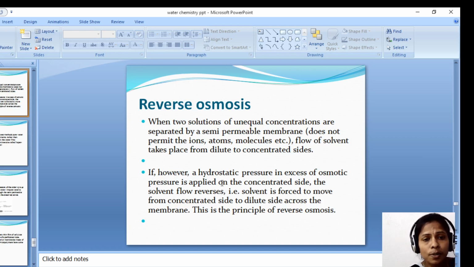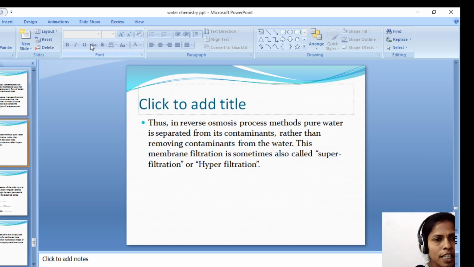If, however, a hydrostatic pressure in excess of osmotic pressure is applied on the concentrated side, the solvent flow reverses. That is, solvent is forced to move from concentrated side to diluted side across the membrane. This is the principle of the reverse osmosis process. So what are we doing? We are applying a hydrostatic pressure which is more than the osmotic pressure at the concentrated side. Then the solvent particles will be transferred from concentrated solution to diluted solution. That is called the reverse osmosis process.